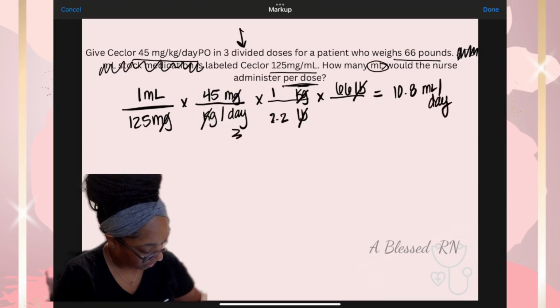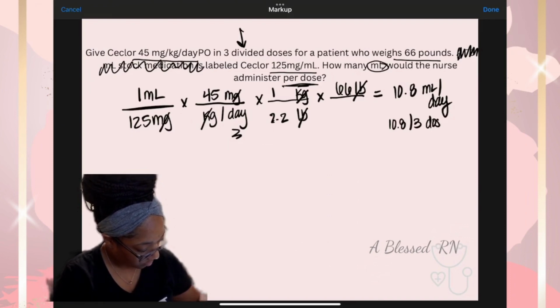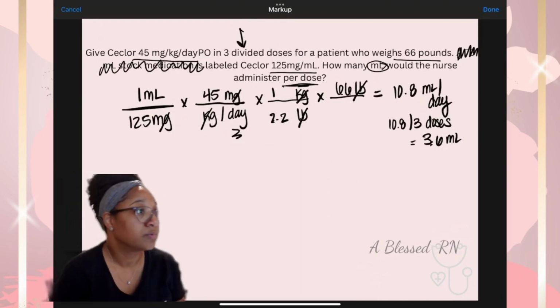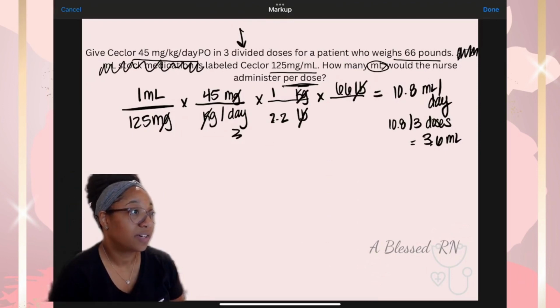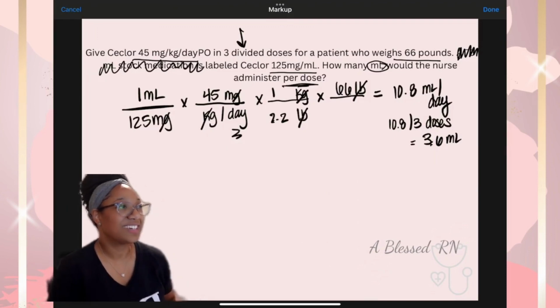So divided by, you can't see my little dot. All right. 3 doses. Yep. Okay. Is that what everybody's getting? Oh, y'all sent me roses. Oh my gosh. Thank you.